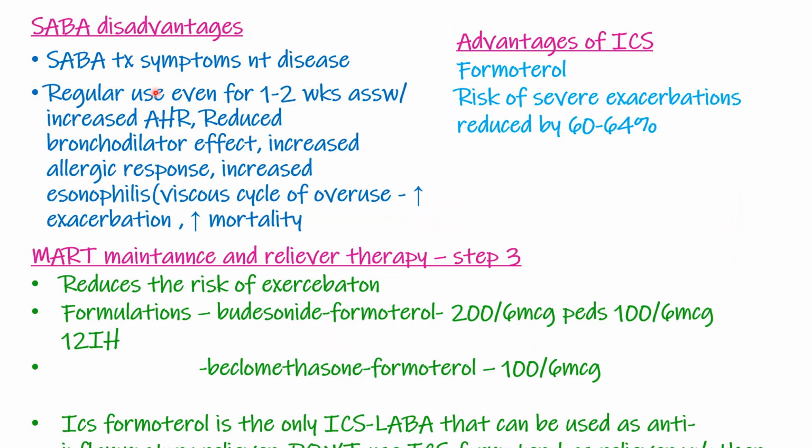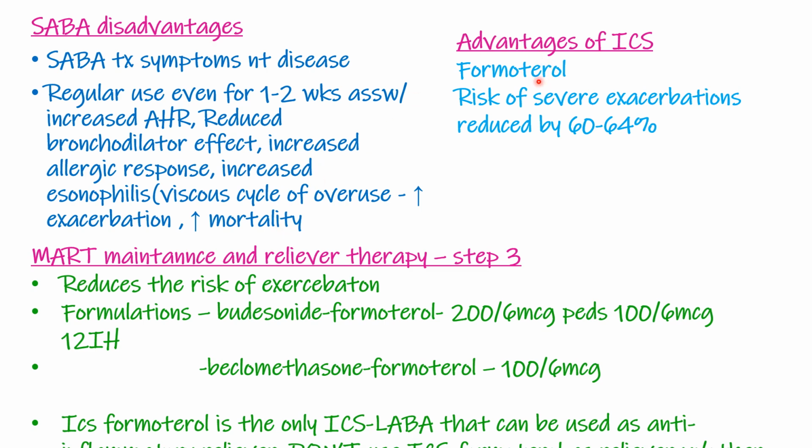So as I've said, the disadvantages of SABA. SABA is used to treat the symptoms and not the disease. Regular use for even 1 to 2 weeks is associated with increased airway hyperresponsiveness, reduced bronchodilator effect, increased allergic response and increased eosinophilia. If these are the effects that SABA is giving you, then you will end up having more of these symptoms and more use of SABA. It becomes a vicious cycle of overuse, where you'll have increased exacerbation and increased mortality. I hope you have understood why the GINA classification does not advocate for SABA.